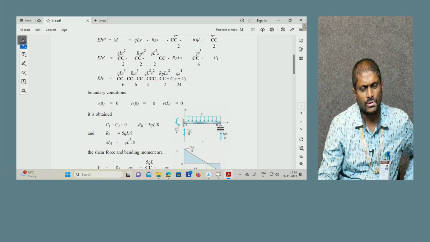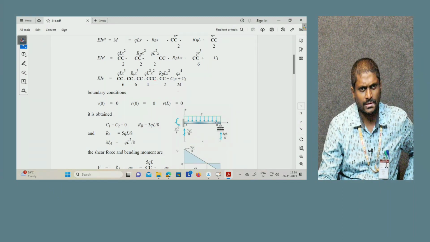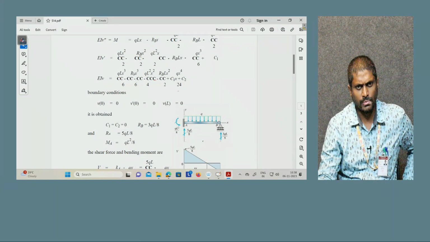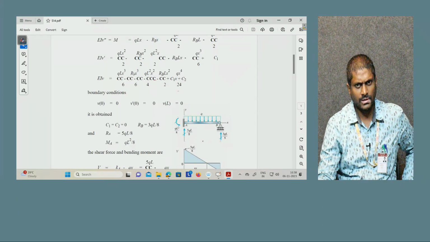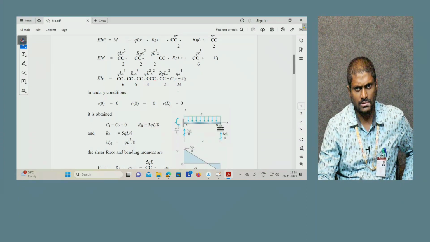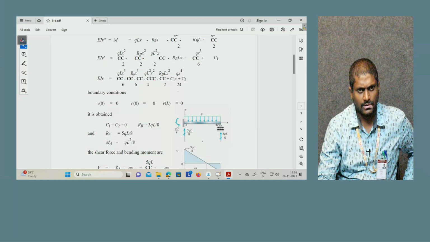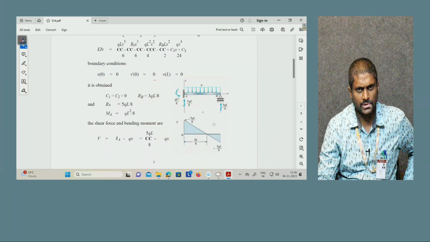RB equals 3qL by 8, RA equals 5qL by 8 and MA equals qL square by 8. So likewise we can calculate the values for given numerical data. The shear force and bending moments are given like this.